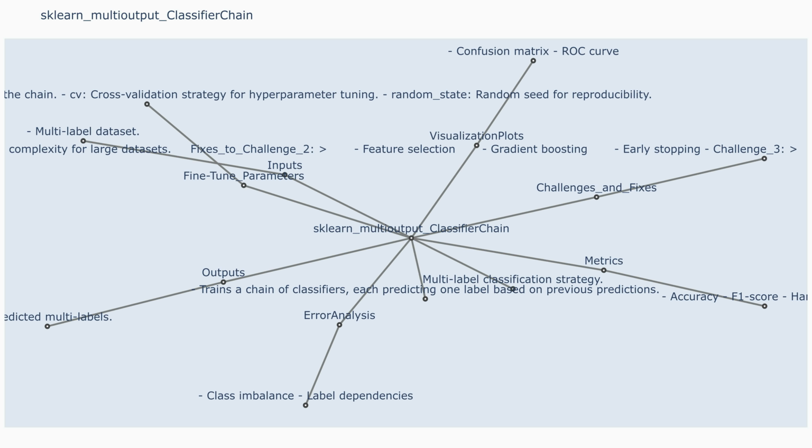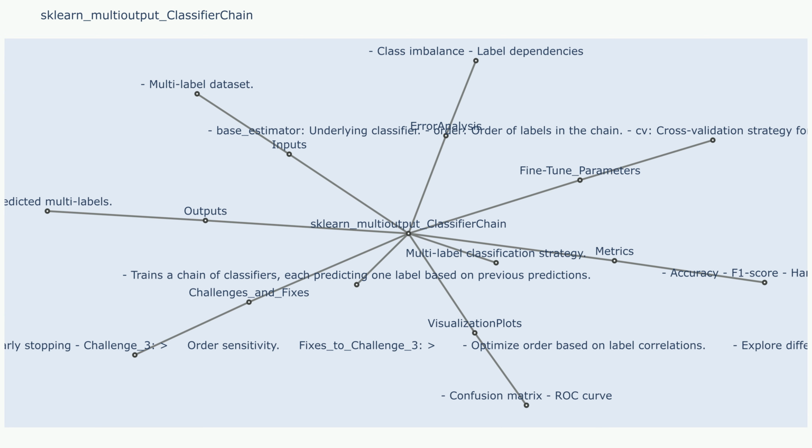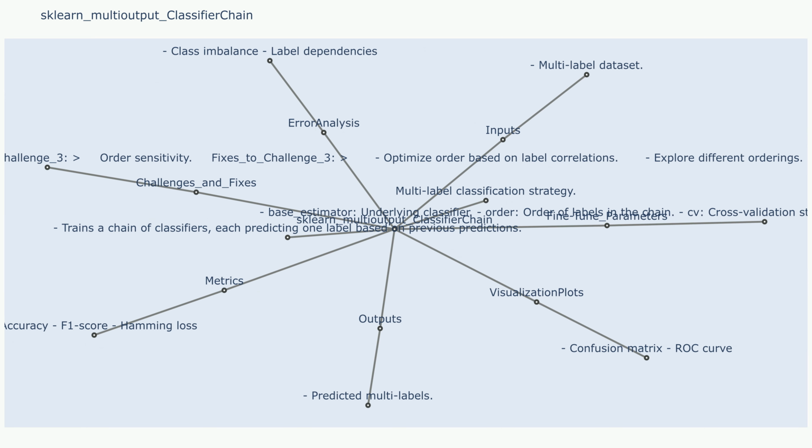sklearn multi-output classifier chain. Input 1: explain in detail. A classifier chain accepts a multi-output estimator, like a multi-label classifier, and an ordering of the outputs. It chains together individual classifiers, each one learning to predict a single output label. The outputs from previous steps are used as additional input features for subsequent steps. The ordering of the outputs determines the chain of predictions.